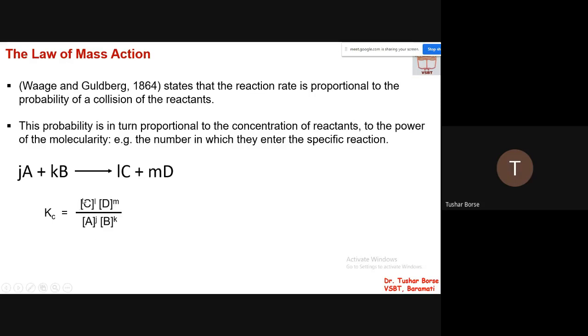So it could be put like this: the concentration of the product, that actual product, and the number of molecules, which are mentioned here as the superscript. So it can be written like this.